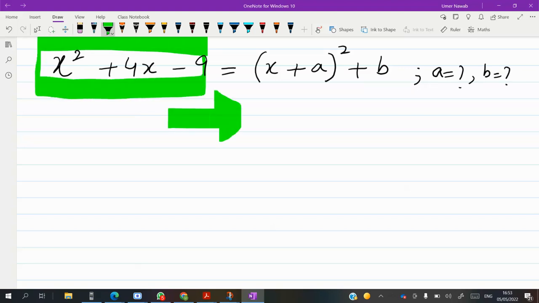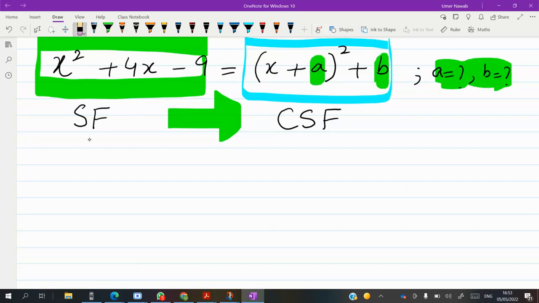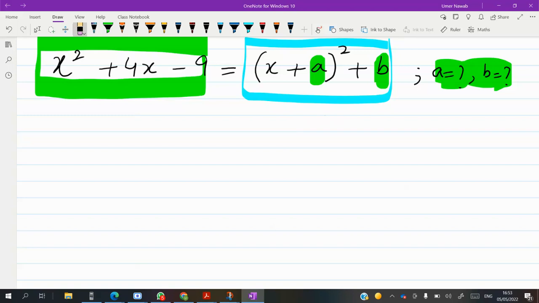One student was asking me this question: how to convert the standard quadratic expression into the completed square form. This form is the completed square form and this is the standard form. So, from the standard form to the completed square form, we need to find what A and B are. Teachers use different techniques to convert this.